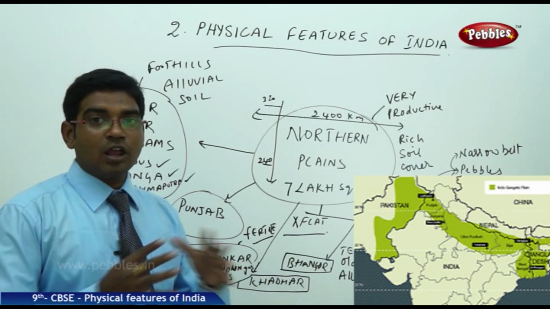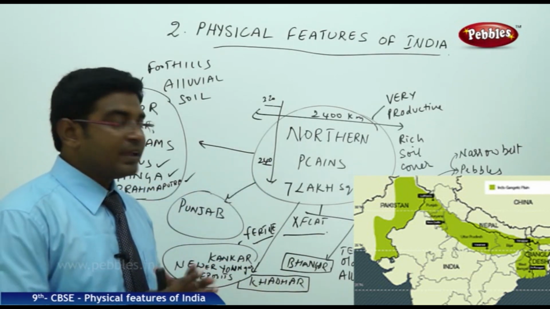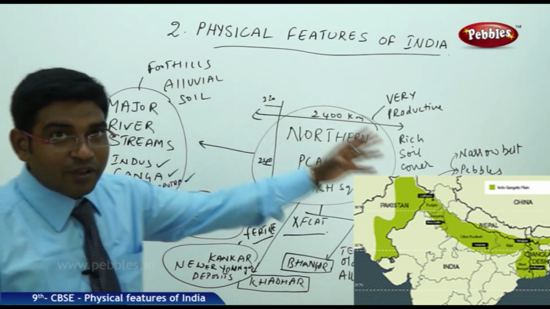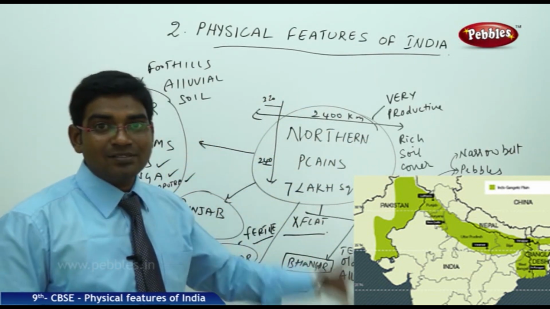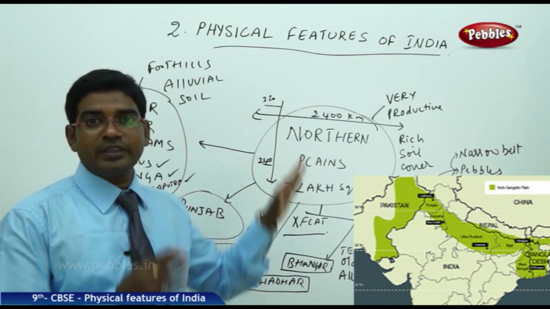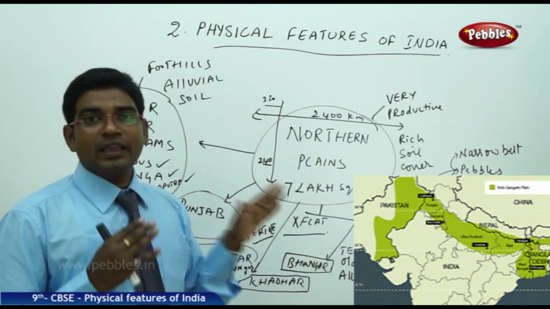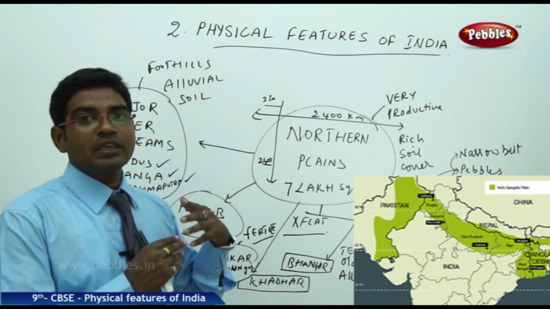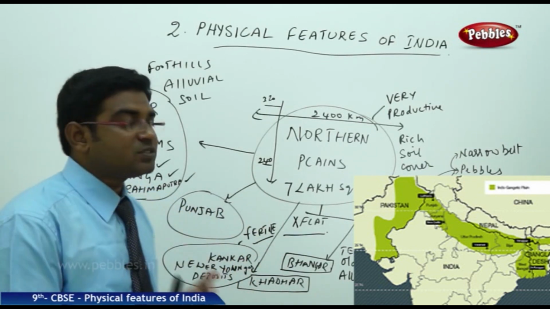So the northern plain, except for the narrow belt, has an entire cover with a huge variety of fertile plains, because basically it is located south of the Himalayan mountains, and the alluvium soil which we got from the Himalayan rivers got deposited here.